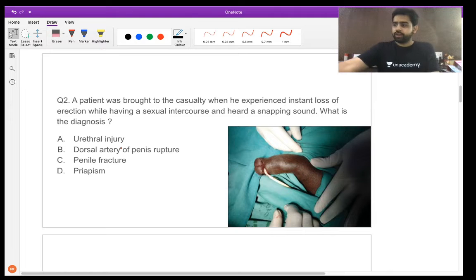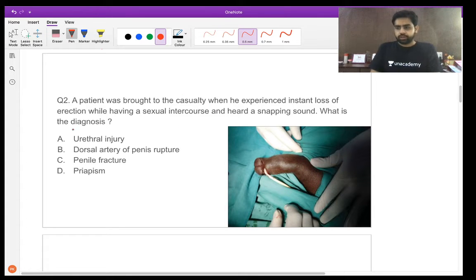Anybody, guys? Right. So Indra, what is the answer to this particular patient? Now this is an important clinical scenario which can be asked to you. I think a question was based on this particular topic in your JIPMER. Here you have a patient who is brought to the casualty, so it is an emergency condition. So, penile fracture, very good.